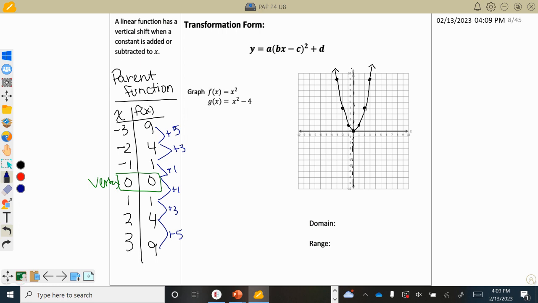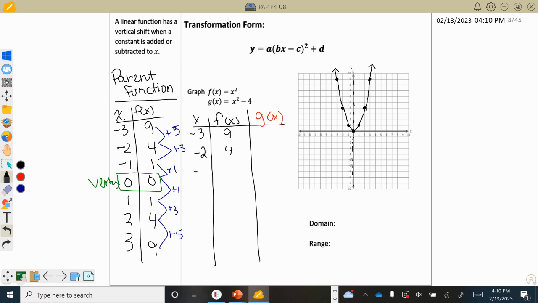So we're going to start with what we have here. This is our parent function. Our g of x function, I'm going to rewrite my parent function here, and then we're going to put our g of x function next to it. So our parent function, again, we started with -3, -2, -1, 0, 1, 2, 3, with y values 9, 4, 1, 0, 1, 4, 9. Okay, there's our parent function.